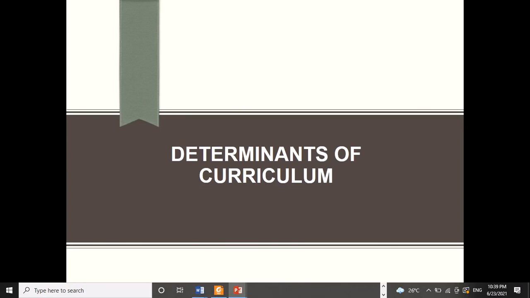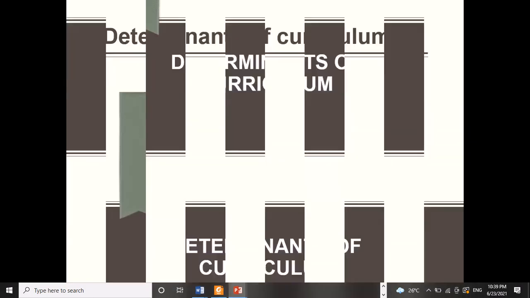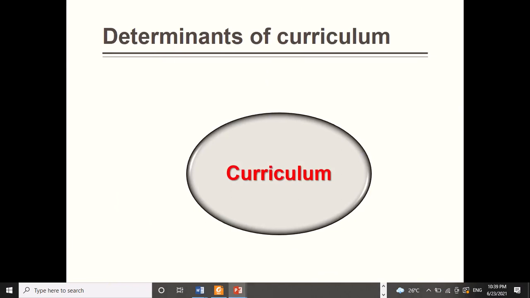Let's now look at determinants of the curriculum. What are some of the things that affect curriculum development? Those are the things we are looking at. The society: the needs of the society are what drive curriculum development. So what the society needs is what the curriculum is written to serve. You get it? So that is one determinant of the curriculum.